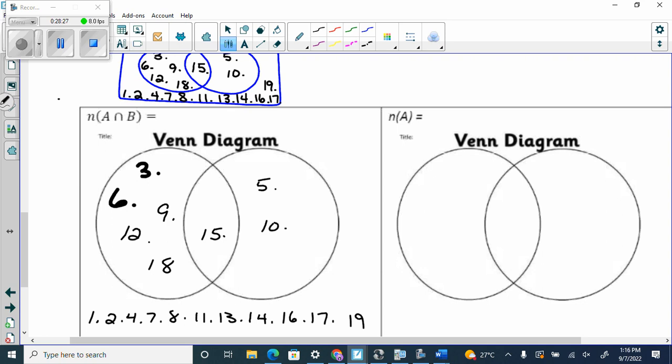Where would I shade if it asks for A and B? Just where the 15 is. Yeah. So how many elements are in A and B? How many elements is 15? Just one. It's the number 15.